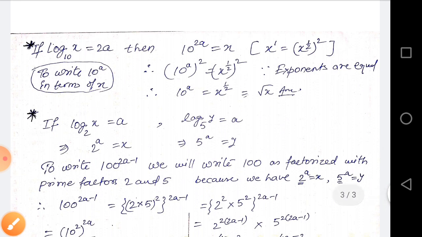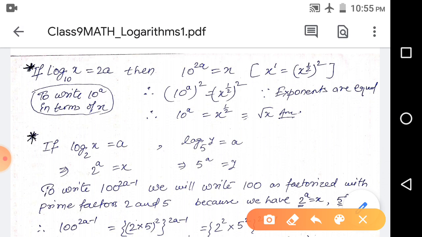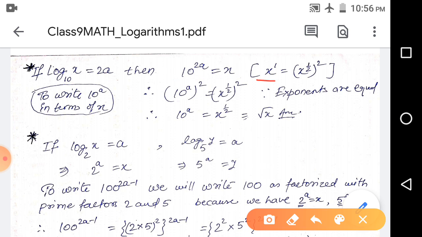Now see the next question we have. This is also from your textbook. All the questions are from your textbook, exercise 9.1. See this one. We have the given condition, if 10 to the power log 10 x equal to 2a, then you know that this 10 power 2a equal to x. If 10 power 2a equal to x, and we know that for this x to the power 1, we can write (x to the power 1 by 2) whole square. When the powers are cancelled, we will get the same thing.